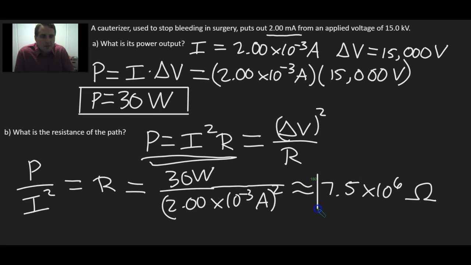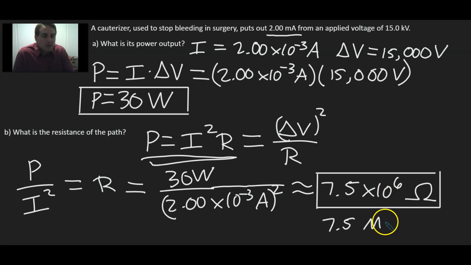Now, many times resistances are expressed in kilo ohms or in mega ohms for large resistors. So we can say this is about 7.5 mega ohms. Mega is the metric prefix for million. Mega ohms. Okay, so that ends this problem.